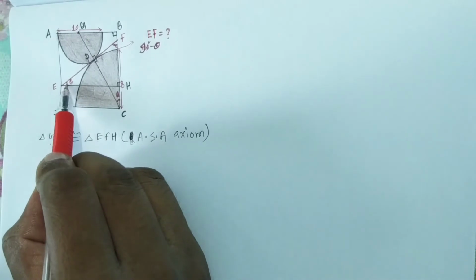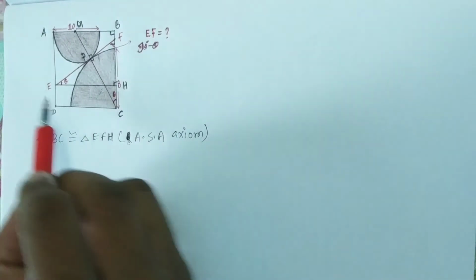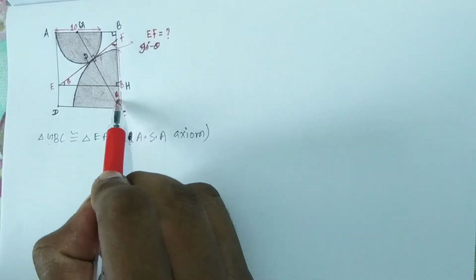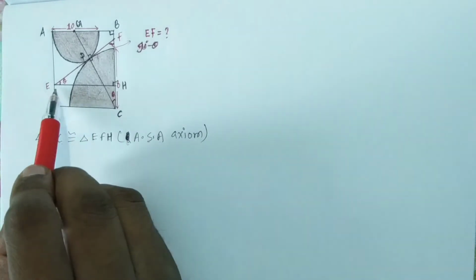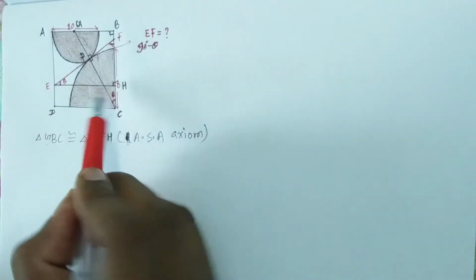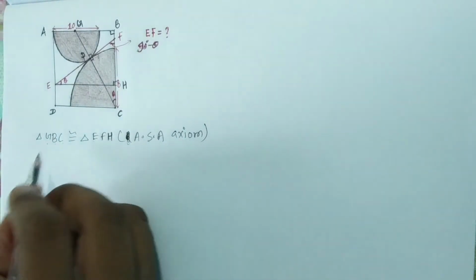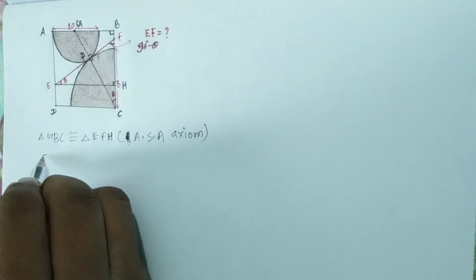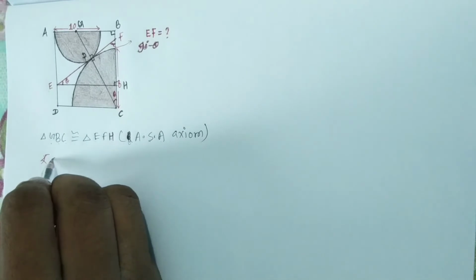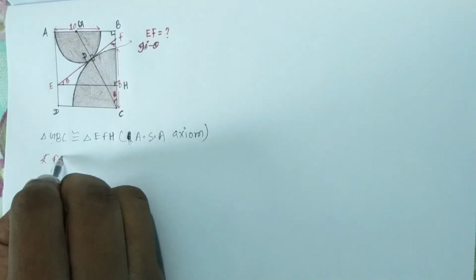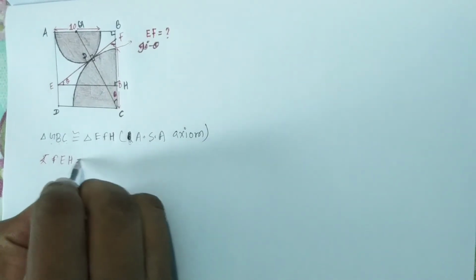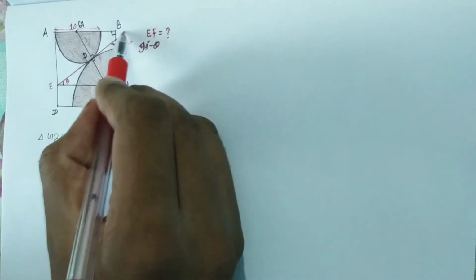As you can see, this angle is equal to these angles we have. This is theta, so this is also theta, so these two angles are equal, and the sides EH and the sides BC are equal. The angle EFH is equal to angle FEH.